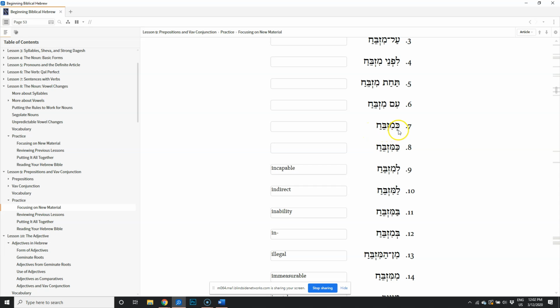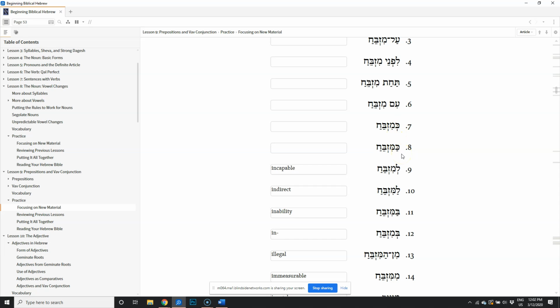Okay, so the difference here between 7 and 8 is the difference of the definite article. Remember, the definite article, that hey, is pretty weak, and so when it gets squished between the preposition and the root, the preposition just stomps on it. It just kind of covers it up, and you can still see the vowel of that hey, the definite article. You can still see the dagesh forte there, but the hey itself kind of gets replaced by the preposition.